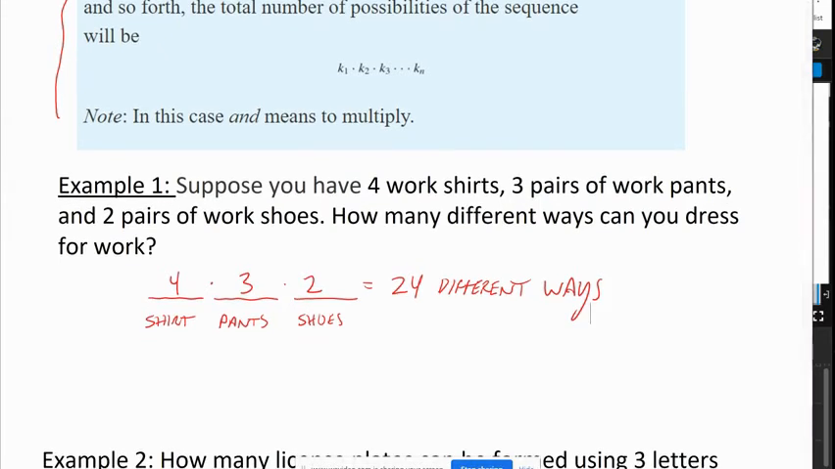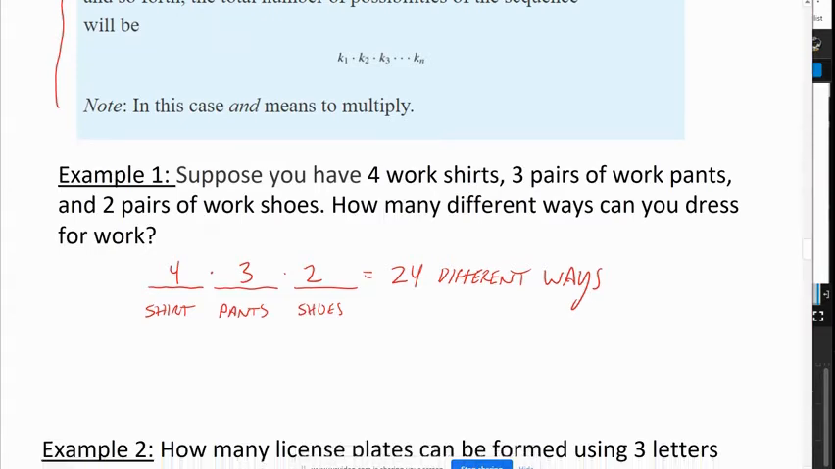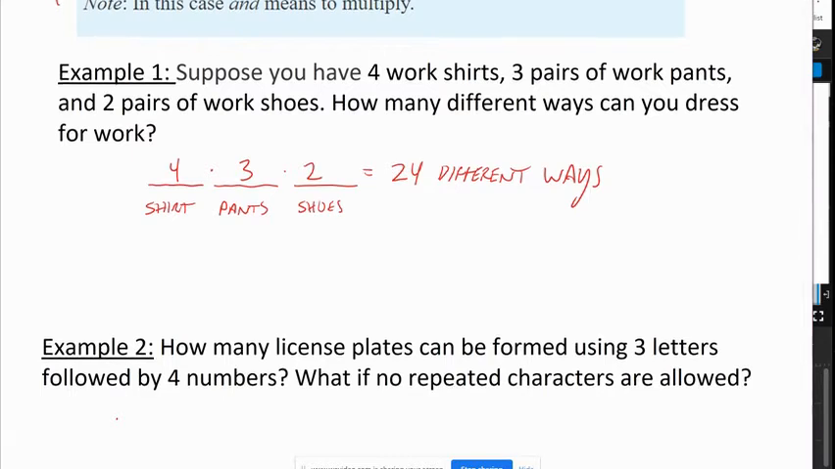So that's basically what the fundamental counting principle, or the fundamental counting rule, is: you can just multiply the ways that things can occur, and that gives you the total number of possible outcomes.